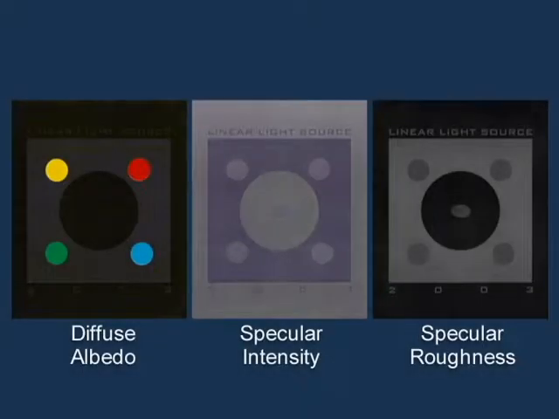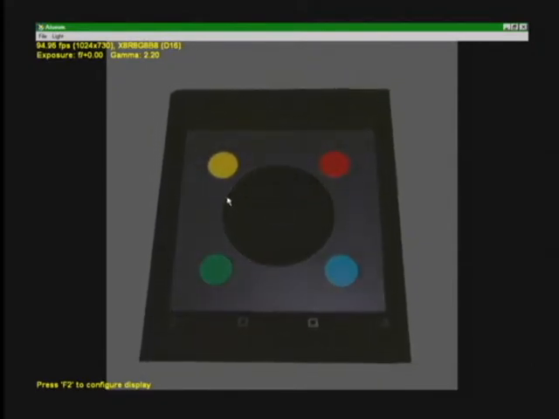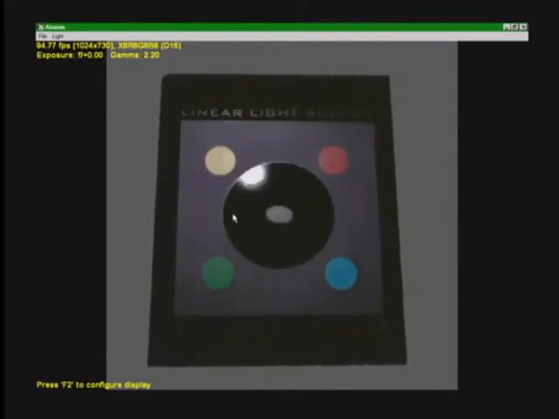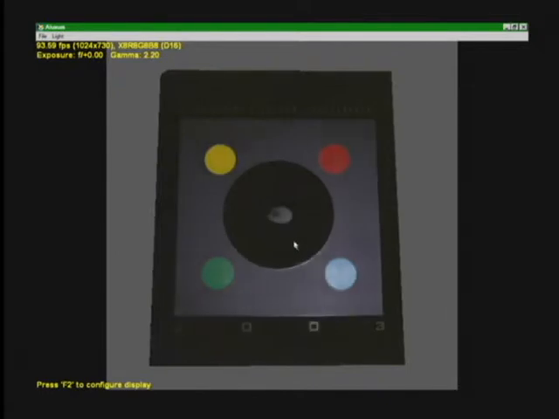Our process produces three independent reflectance property maps for the object, including its diffuse albedo, specular intensity, and specular roughness. Using hardware pixel shaders, we can visualize this virtual version of the object in real time under point light source illumination. The visualization shows the spatially varying diffuse color, specular intensity, and specular roughness for the different surfaces, including a thumbprint in the center of the object.